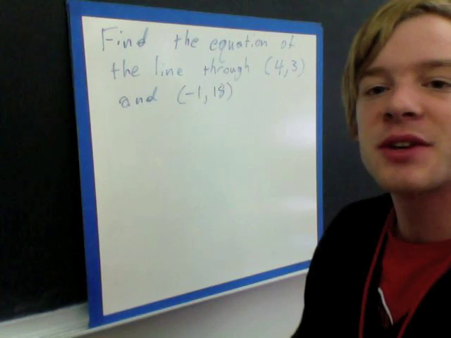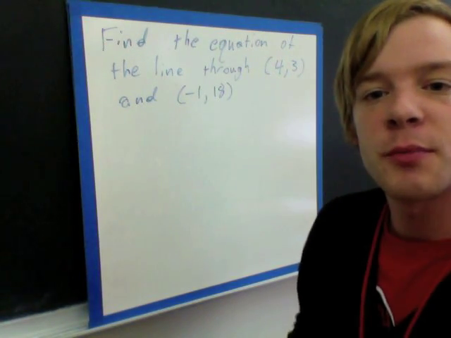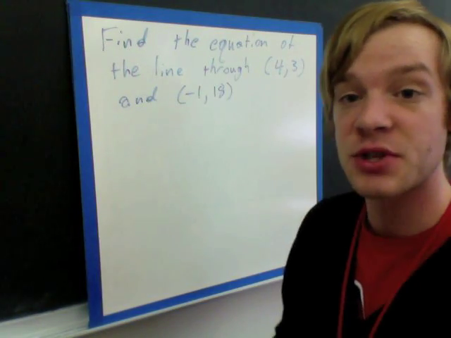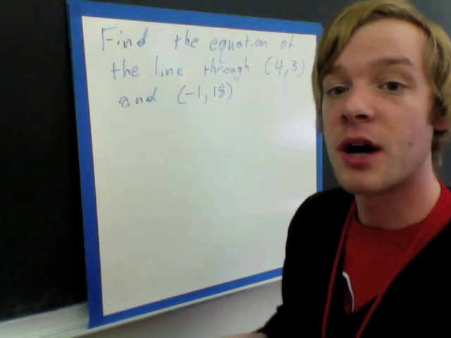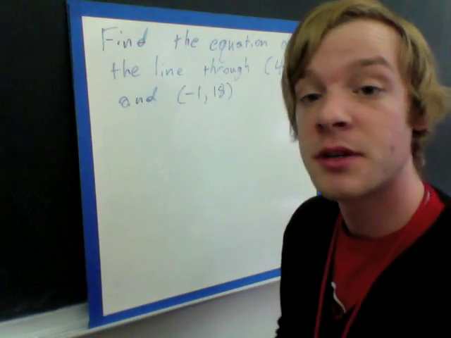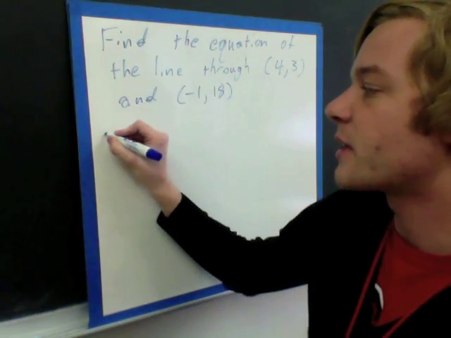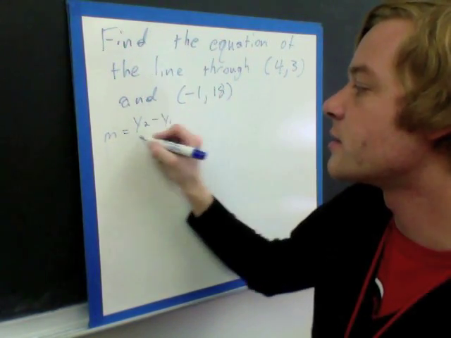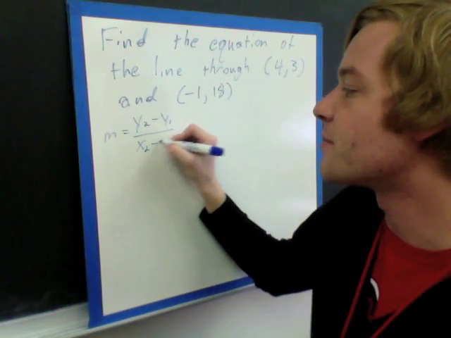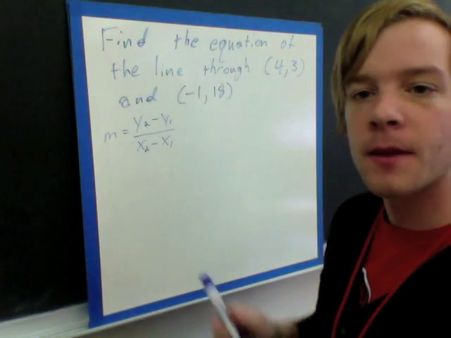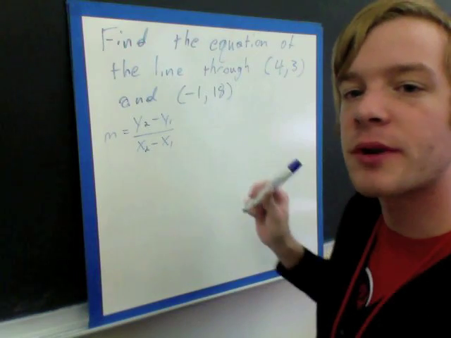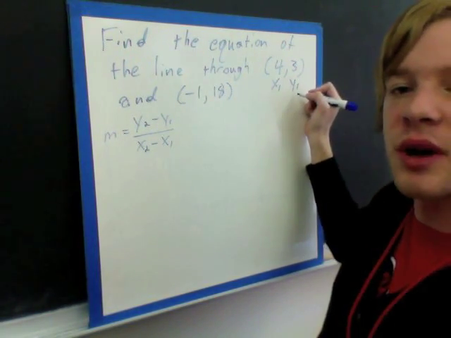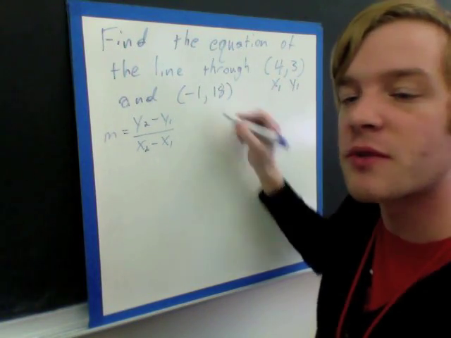So we're asked to find the equation of a line through the points (4, 3) and (-1, 18). Well, we want to start off just by finding the slope from this. We're going to use our formula that we had talked about previously in order to do this. And if you don't remember, that is m equals y2 minus y1 over x2 minus x1. So we've got our first point, our second point. So we've got x1 and y1 here, and then we'll have x2 and y2 over here.